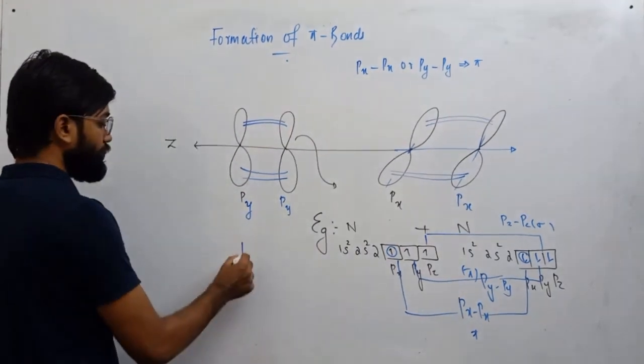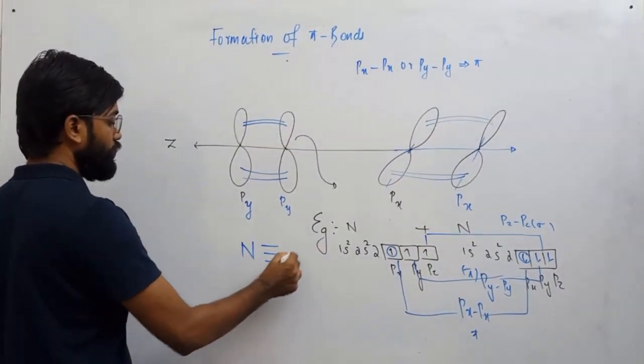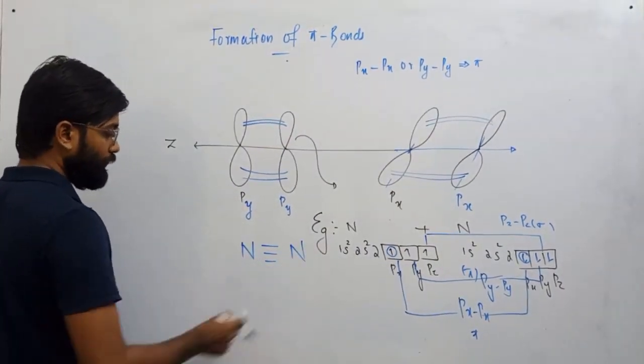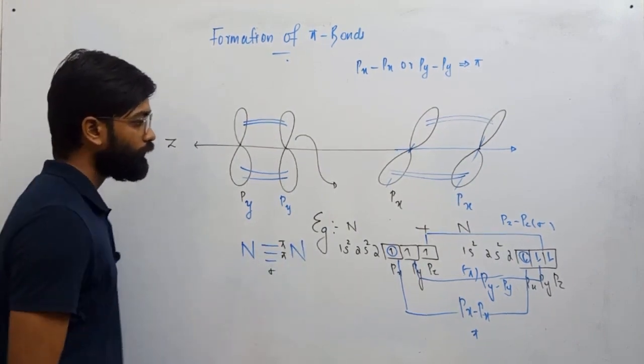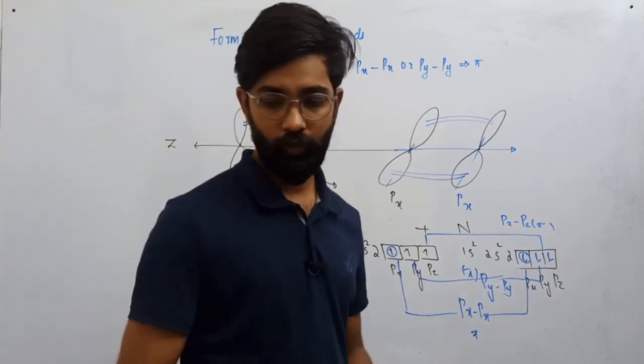So it is clear that there is a chance for three bonds in your nitrogen. The first one is a sigma, and the rest are pi.